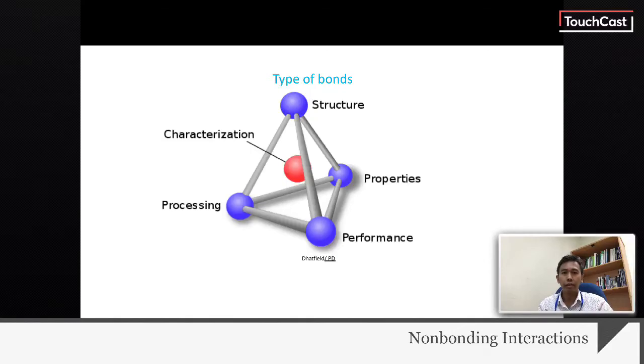Nonbonding interactions. In this section, I will describe types of bonding interaction. You will learn about nonbonding interactions and predict their properties based on the nonbonding interaction present in a molecular material.